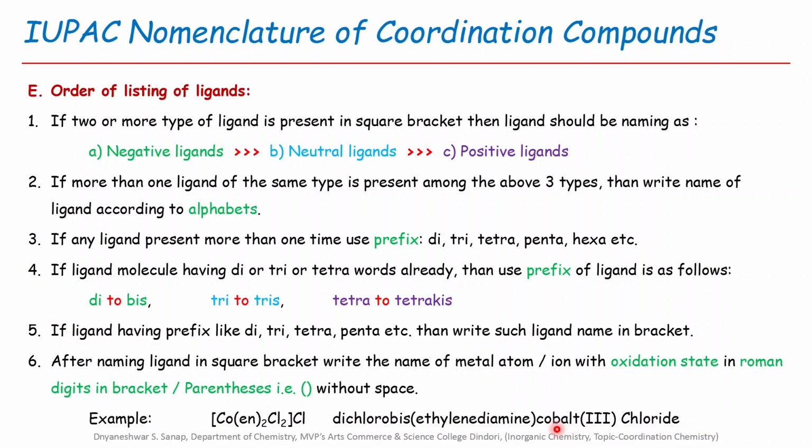After that comes the name of the metal ion and, without a space, the oxidation state of the metal atom. After giving a space, we write the name of the anionic part of the complex, that is chloride. And the name of this coordination complex is dichlorobis(ethylenediamine)cobalt(III) chloride.